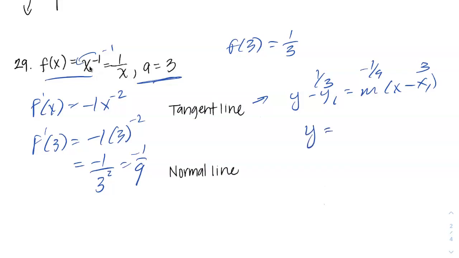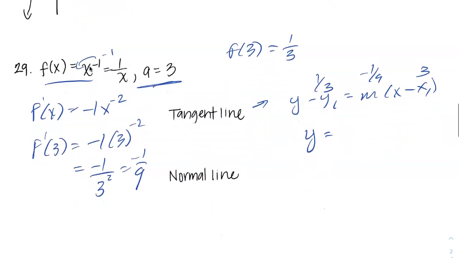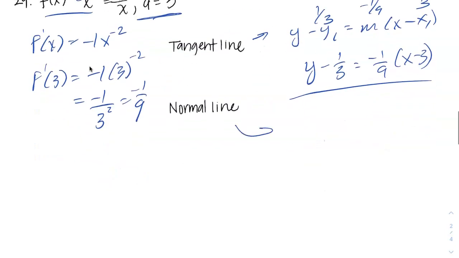y minus 1/3 equals negative 1/9 times x minus 3. That's my tangent line. For the normal line, all we do is flip and change: the negative reciprocal of the slope. So we flip it and change the sign, and you just get 9.